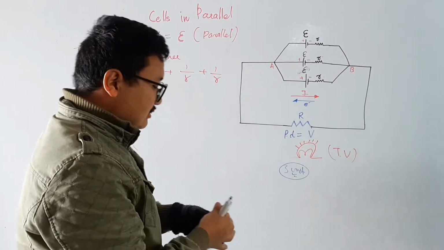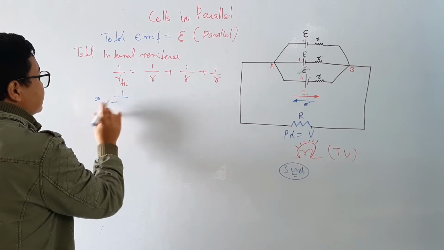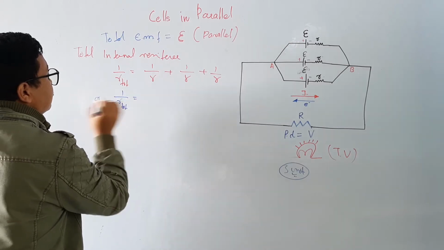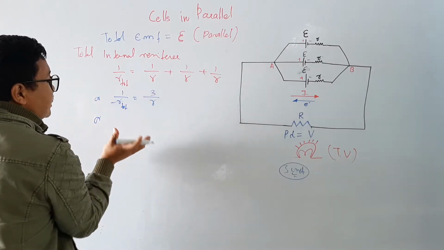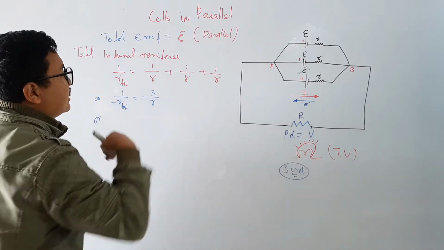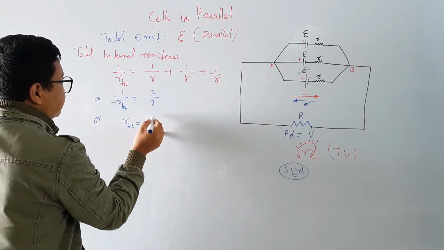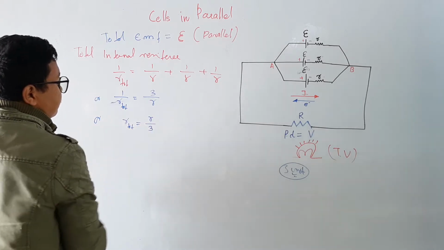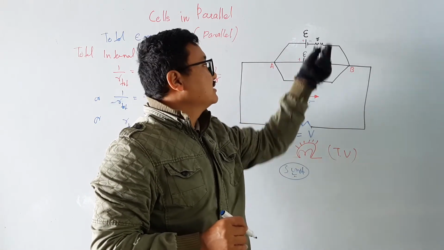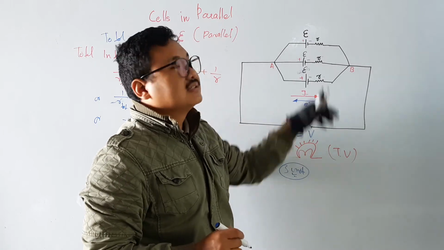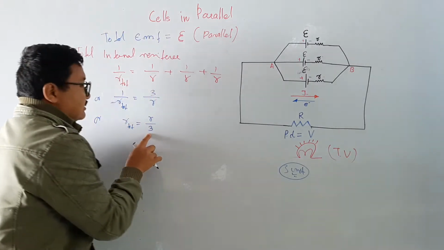Now if I add all these, what do I get? R total will be equal to how much? 1 plus 1 plus 1 is 3 divided by R, or let us do the multiplicative inverse, ulat pulat. So if I do ulat pulat, R total will become R divided by 3. Why 3? Because how many cells are there? There are 3 cells, therefore there are 3 internal resistances. So I got here 3.